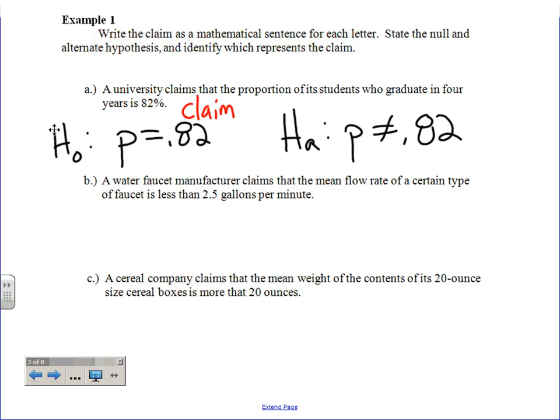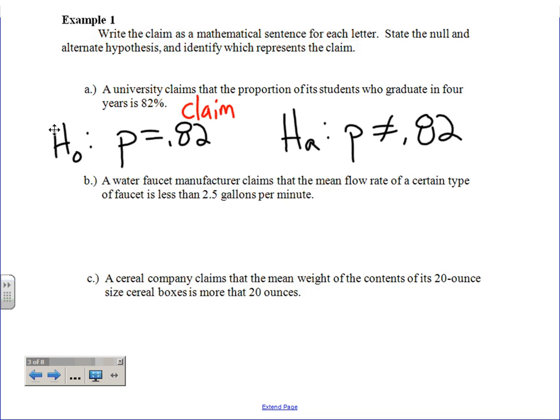So basically all I can do in this problem, now what can I do with the null? The only thing I can do with this setup is reject the claim. I can't support it because the claim is in the one I can only reject. What if the claim was over here? What if this was the actual claim? I can only support the claim. I can't reject it. It depends on where it is. So why don't you try B and C right now on your own. Oh, yes, question.